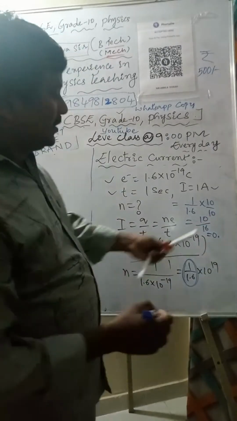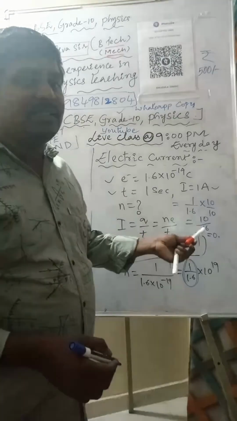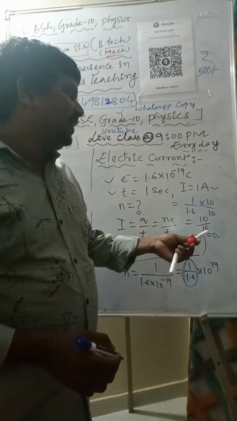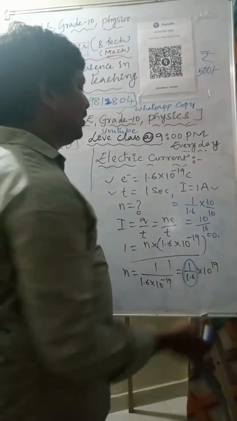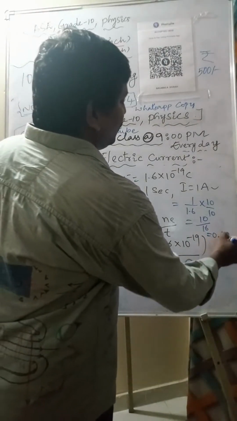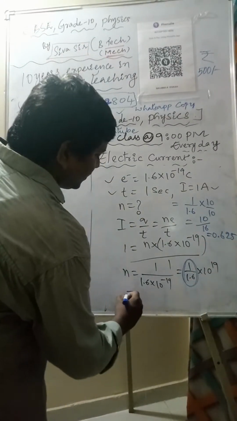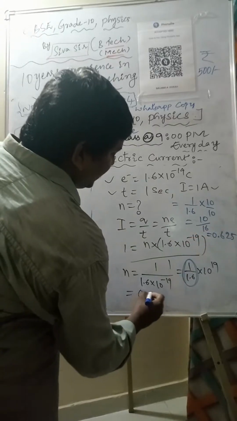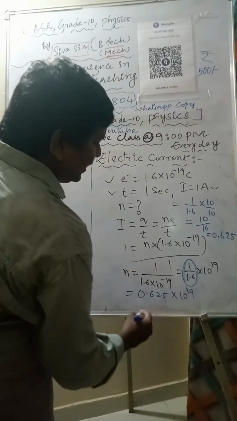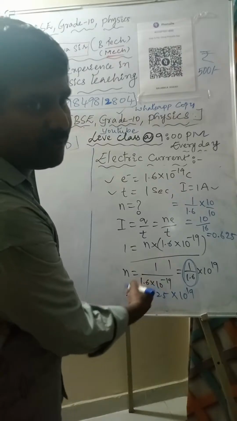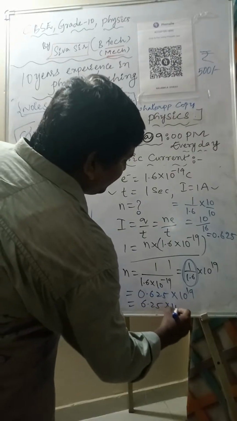Here the denominator value is greater than the numerator value, so that's why we have to take 0 point. So 0.100 we will get. How many times will it go? 6, 2, 5, so here you will get 0.625. So 0.625 into 10 power 19. We remove the decimal by shifting, and we get 6.25 into 10 power 18 electrons.